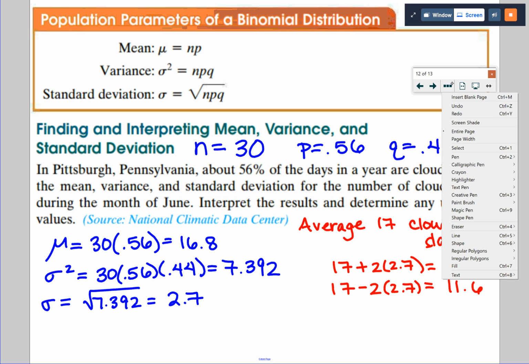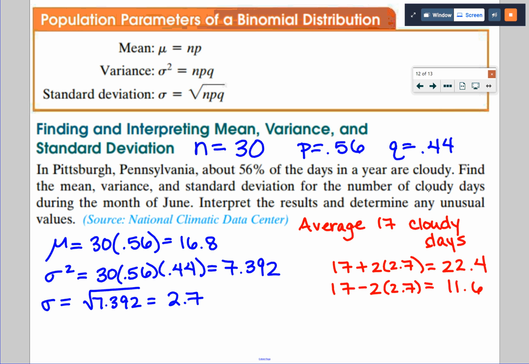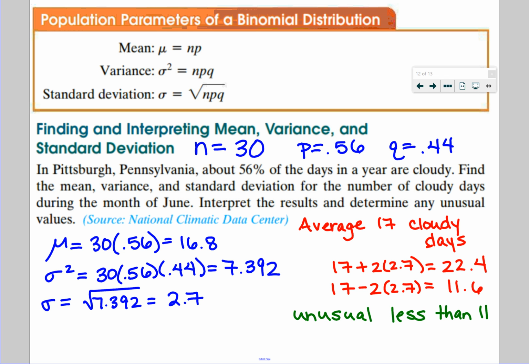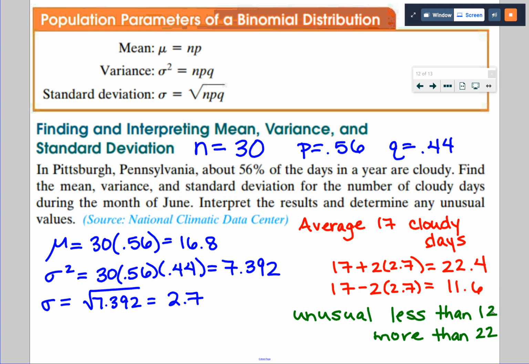So what would be unusual in June? How many cloudy days would be unusual? 8. Okay, anything less than probably 11 if we're going to round to the nearest whole number, right? Anything less than 11 would be below 2 standard deviations. And anything more than 22, so 23, yeah, that would work. Actually, I should probably say less than 12 if I want to be right, because we're not going to have 11 and a half. So 11 or less, 23 or more.